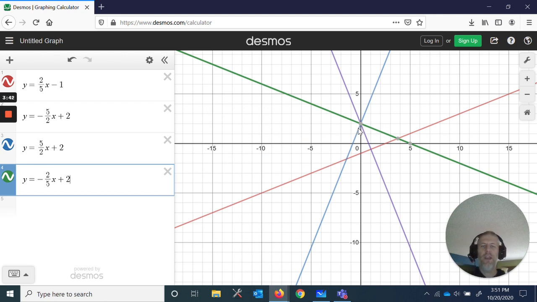If you look at the green and the red lines, you can see this angle is much larger than 90, and this angle is much smaller than 90 as compared to the purple one here.